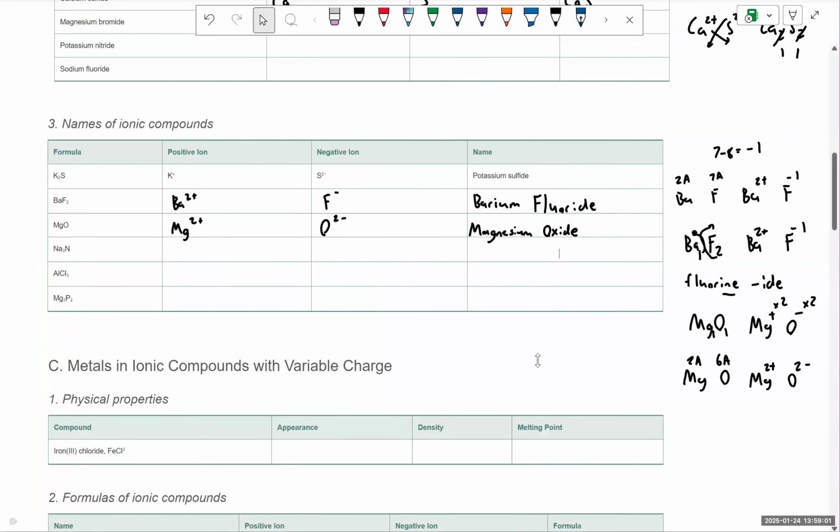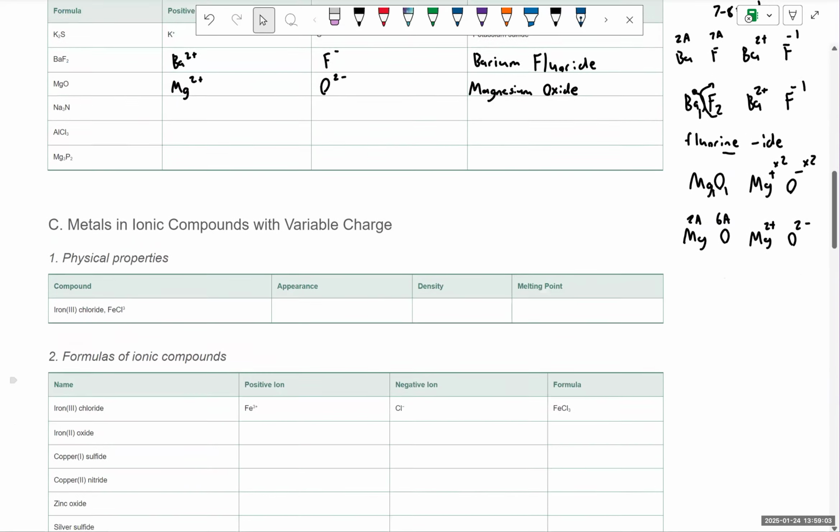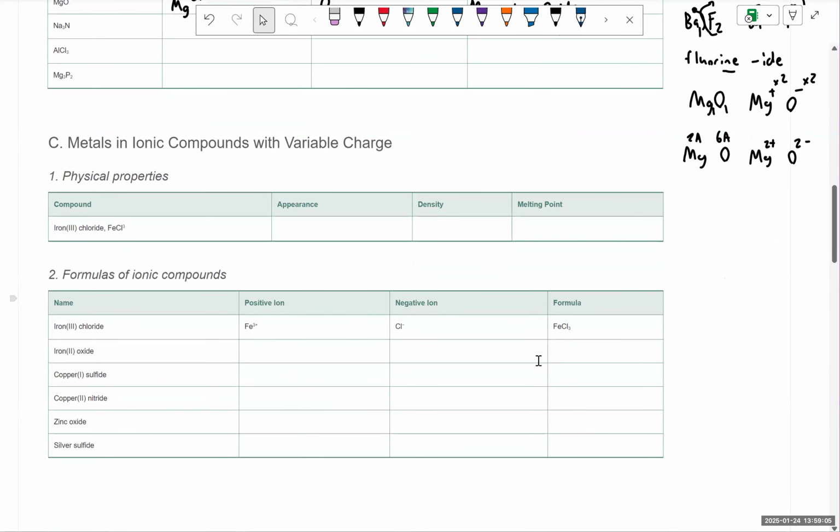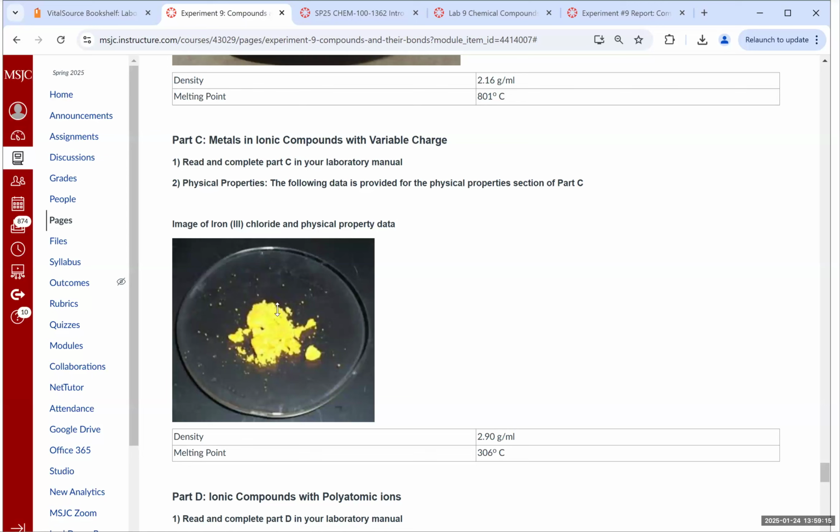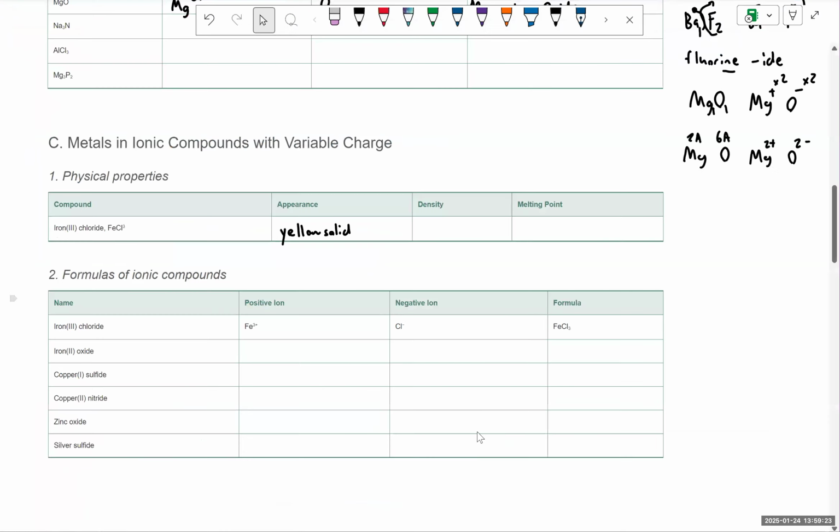Okay, so let's pull up our report sheet and let's start with iron 3 chloride. Its appearance is a yellow solid. Okay, as we can see, it's a yellow solid. Has a density of 2.90 gram per mil and a melting point of 306 degrees Celsius. So let's just place that in.